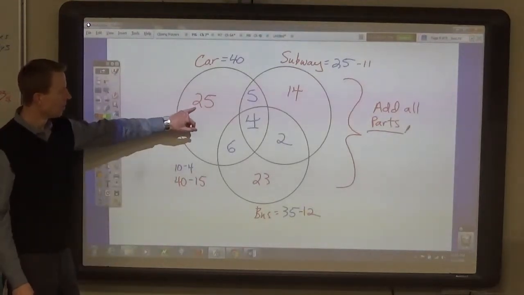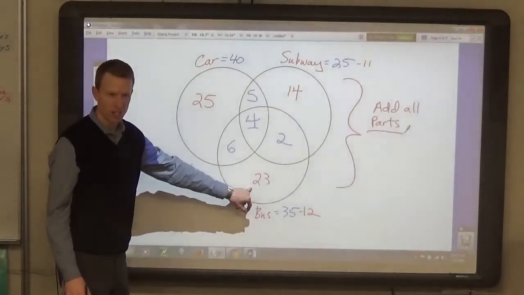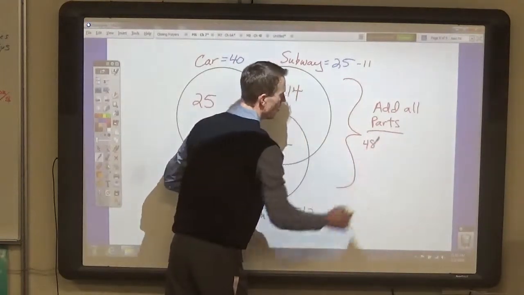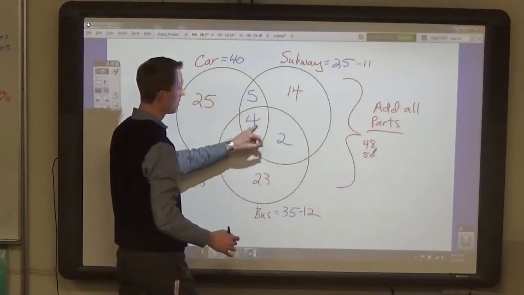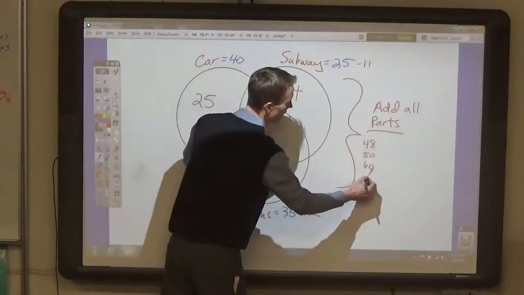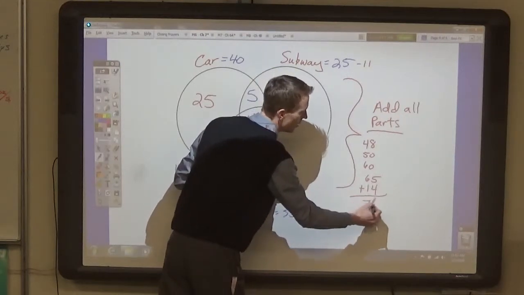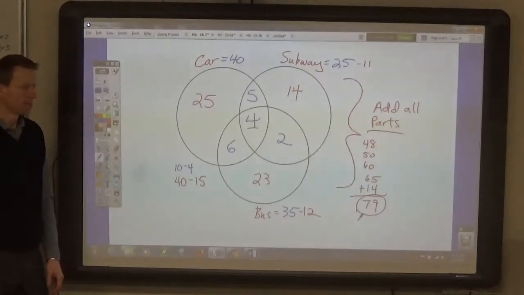So, 25 plus 23 is 48. Plus 2 is 50. Plus 10 is 60. Plus 5 is 65. Plus 14 is 79. Right? 79.